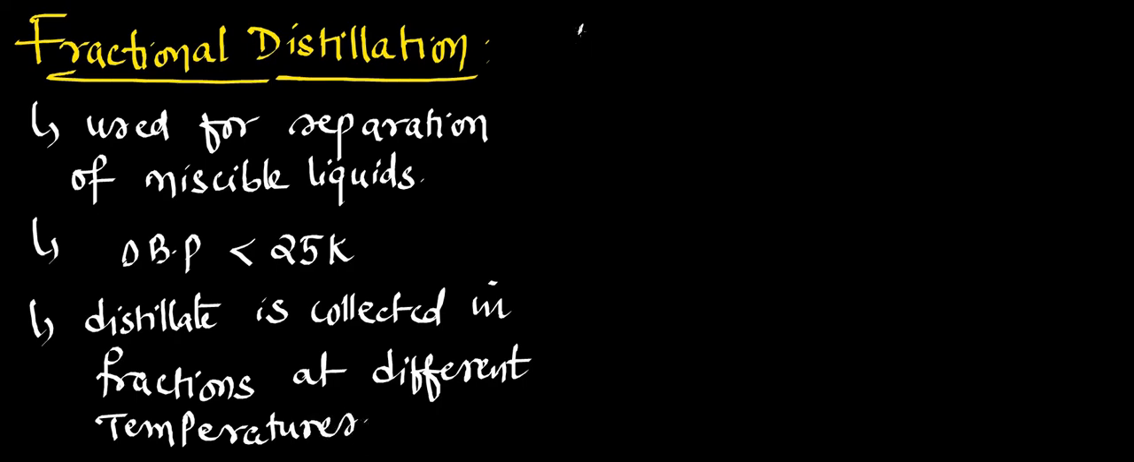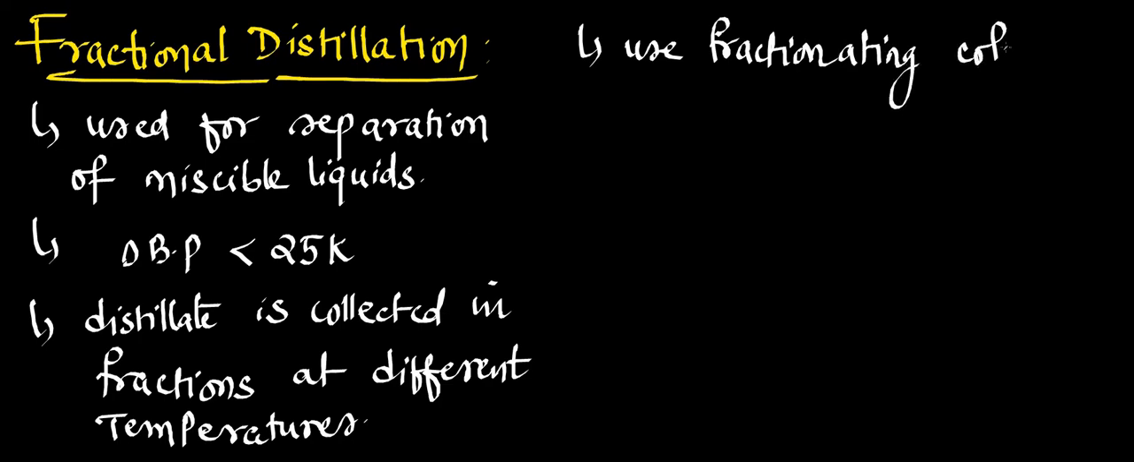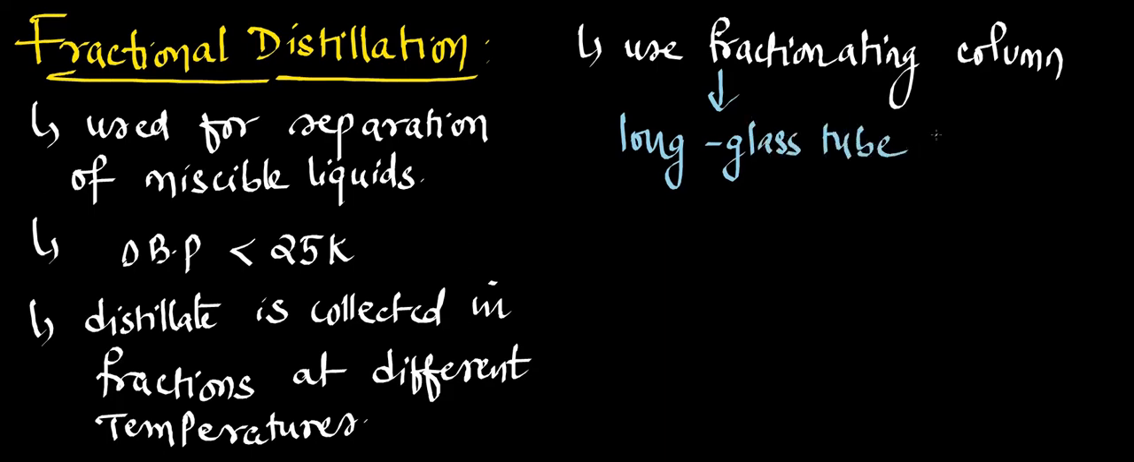Now the other difference is that in fractional distillation we use a special equipment called a fractionating column. So what is this fractionating column? It is basically a long glass tube. There are different types of fractionating columns. Like, the glass tube is filled with broken glass pieces. Sometimes it is filled with glass beads, and it can be molded to form a pear shaped fractionating column or a circular fractionating column. So there are different ways of making a fractionating column, but in a simple way it's a long glass tube.